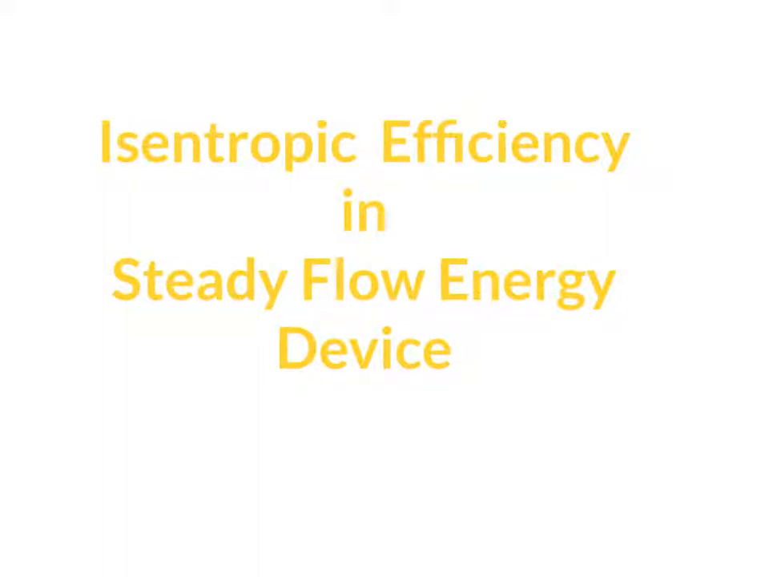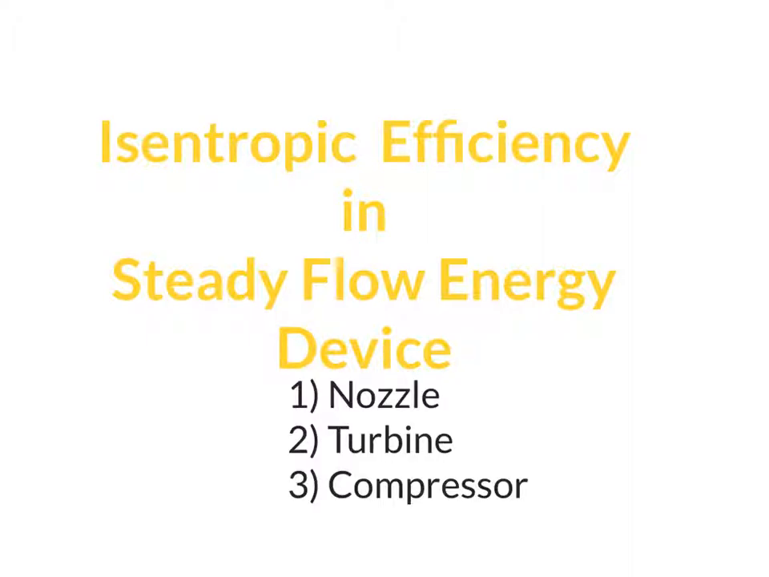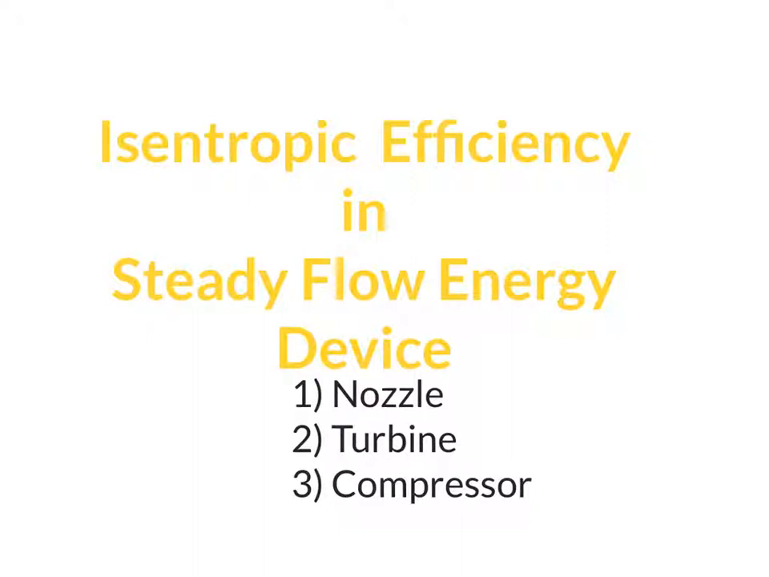I'm going to show you a few examples on how to solve your problem regarding your isentropic efficiency on your steady flow energy device. There are basically three devices that will be shown in this series of videos, which are the nozzle, the turbine and the compressor. And I'm going to show you each of these examples for different types of working fluid. It's either vapor or ideal gas.